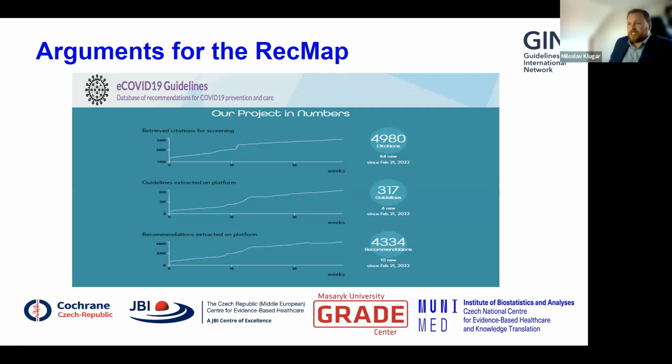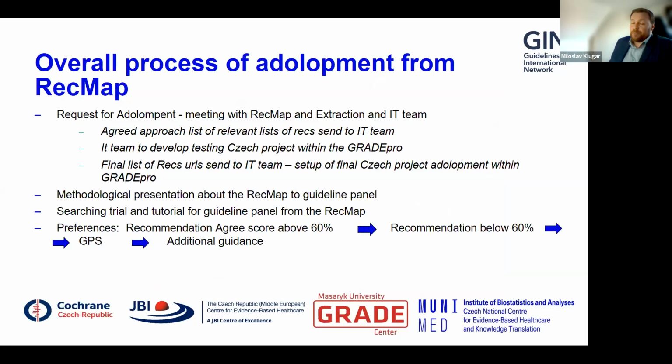So you can see that currently on the map, we have about 4,980 citations. There are 317 guidelines, which are appraised by AGREE score, extracted on the map, and there are 4,333 recommendations right now. So this is a huge, living repository of the guidelines. Well, the overall process for development from the RecMap.